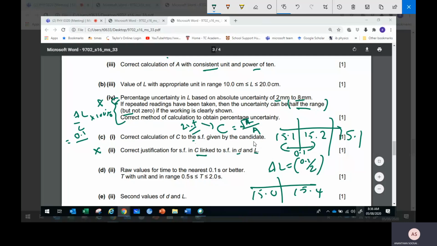Okay, so raw values for time t nearest to 0.1 seconds. Time taken is 0.1 second or better, 0.1 or 0.01 acceptable. Okay. And the time with unit, the range is your period you get from 0.5 to 2.0 seconds. The period.